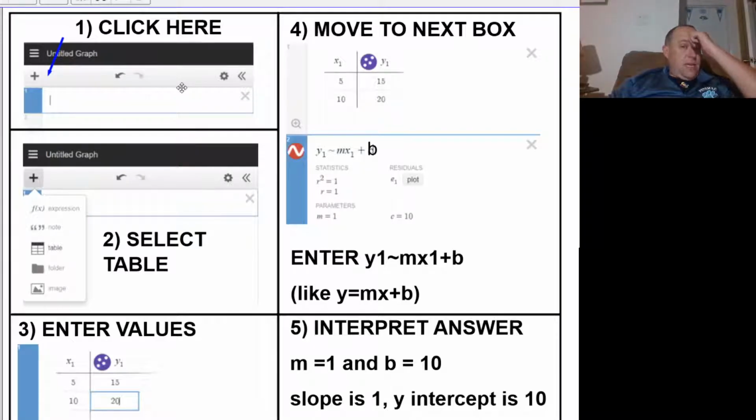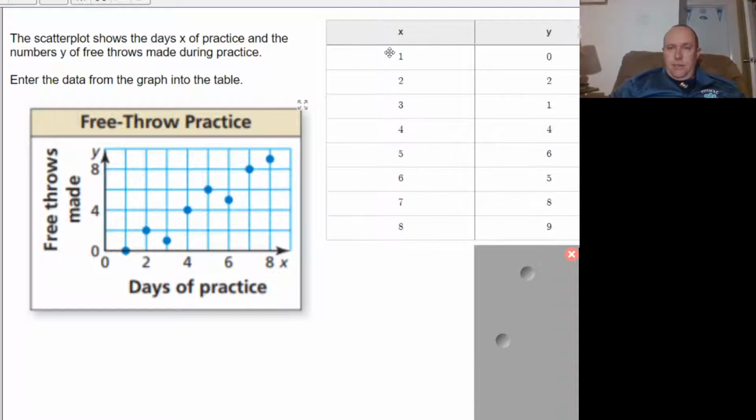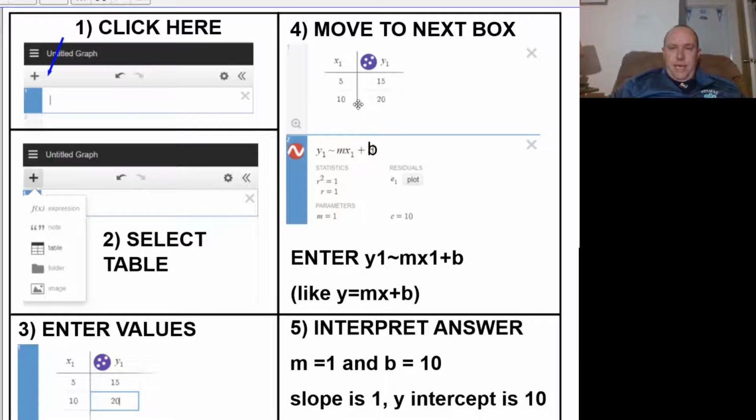So to enter our tables into the Desmos calculator, you have to click the plus button, select table, and then just type in the values, basically making it look like this. So I would just go down the left-hand side and type in 1 through 8, and then be a little more careful as you type in the other values. Now, once you've typed in the whole table, move down to box 2.